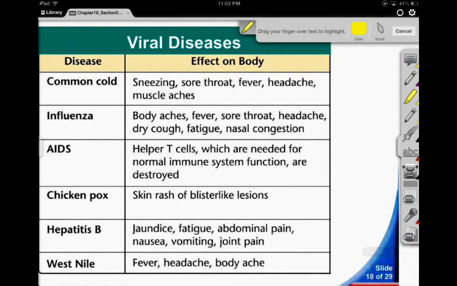Let's see if I can get my highlighter back. There we go. Oh, yeah, it's not going to highlight because this is considered to be a picture.